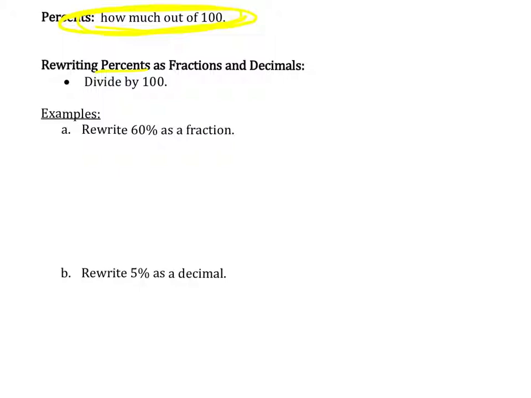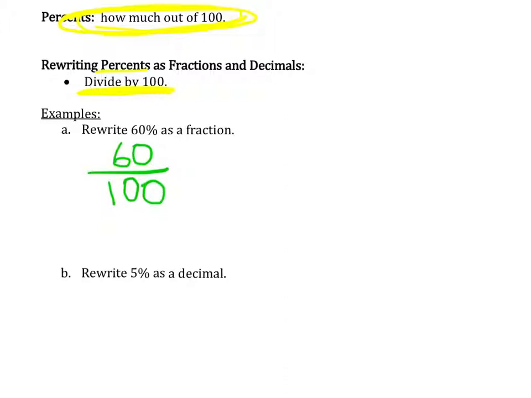Well, I'll take whatever percent I have and divide it by 100. And I'm just going to leave my answer as either a fraction or a decimal based on what the problem asked me for. Let's look at an example. Part A says to rewrite 60% as a fraction. Well, 60%, right? Percent means how much out of 100. So I'm going to take the 60 that's in front of my percent symbol and divide it by 100. And there I go. I have a fraction.